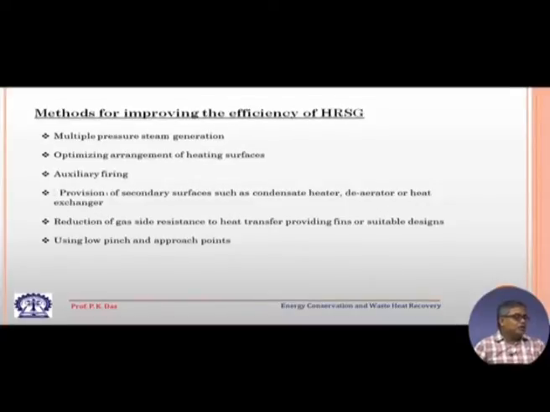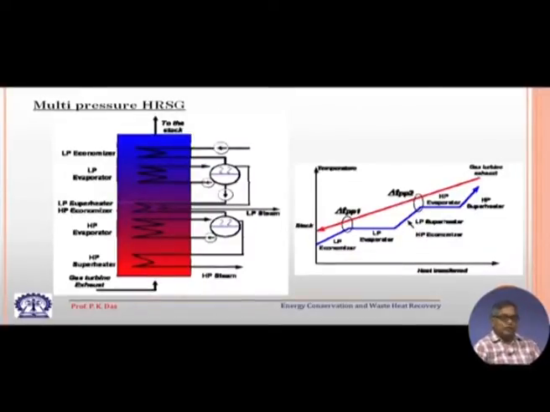Then using low pinch and approach points. So, as I have told, pinch and approach point we have to provide for the operation of the equipment. So, we can reduce them by a good design, by a good estimate we can reduce them. So, these are the methods by which we can have a better design of HRSG. So, let us look into this provision.